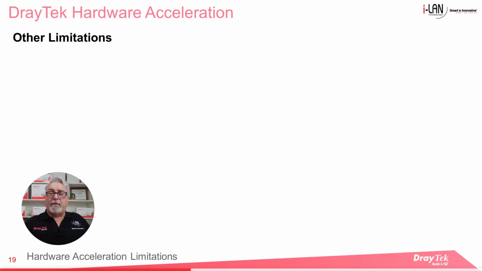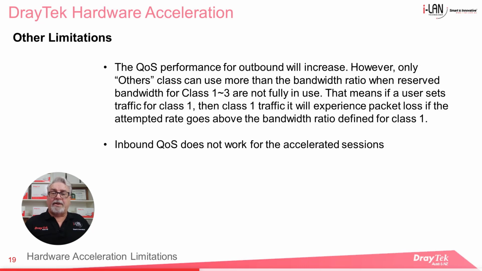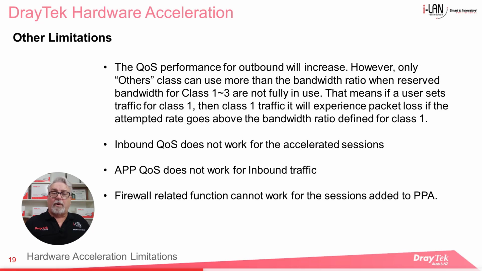Some other limitations worth mentioning. While QoS performance for outbound traffic will increase with hardware acceleration enabled, the Others class in the QoS settings can use more than the reserved bandwidth when classes 1 to 3 are not fully utilized. This can possibly cause packet loss to traffic in one of the classes 1 to 3 if there is insufficient bandwidth available. Another item is that inbound QoS does not work for accelerated sessions. Also, App QoS does not work for inbound traffic, and firewall-related functions cannot work for sessions that have been accelerated.